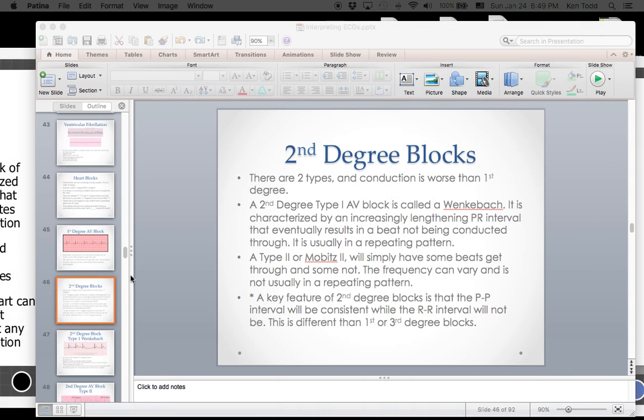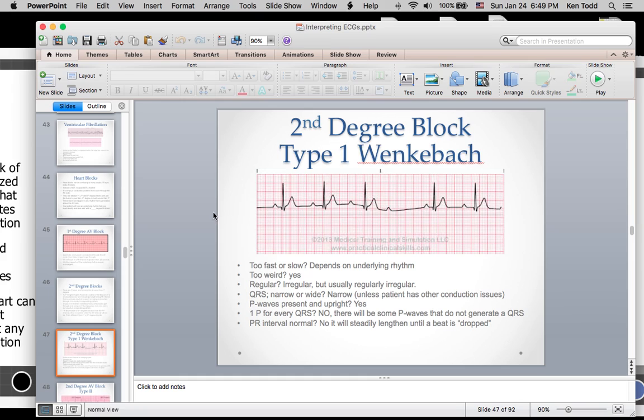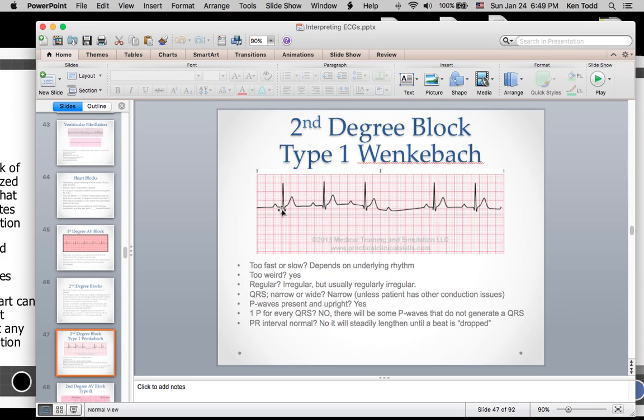So the first one that you can have is a type 1. And this one can be kind of subtle to catch, but one of the first things that should jump out, in both second degree blocks, is that some beats get through the AV node and some beats don't. And there's a slight difference in how those two manifest. So in a type 1, the PR interval gradually gets a little bit longer and a little bit longer, and then it will eventually miss a beat. And it's usually a repeating pattern. It'll usually drop every third beat, or every fourth beat, every fifth beat, but something over and over again.